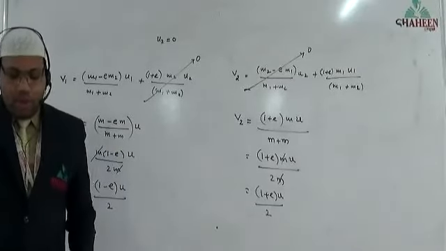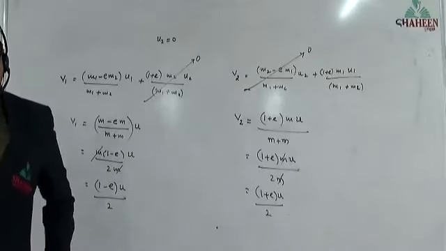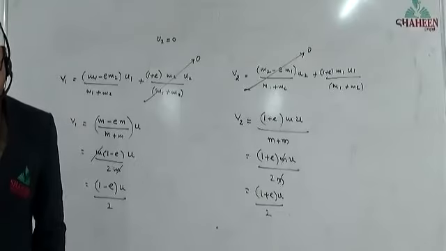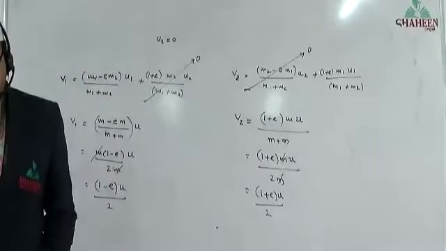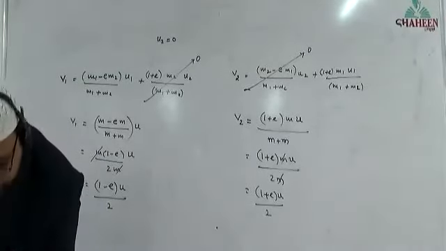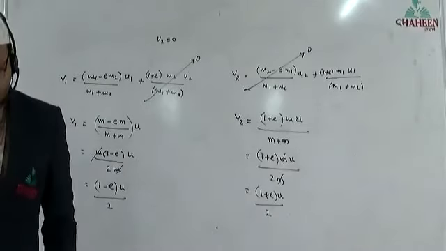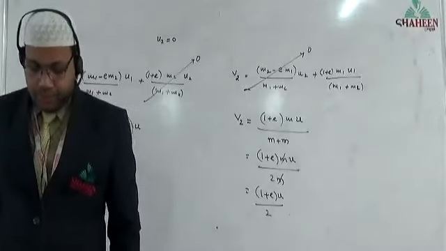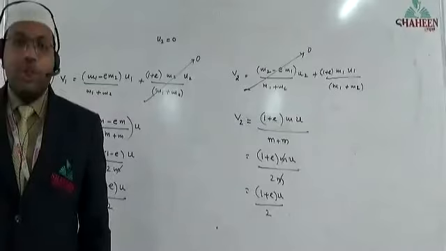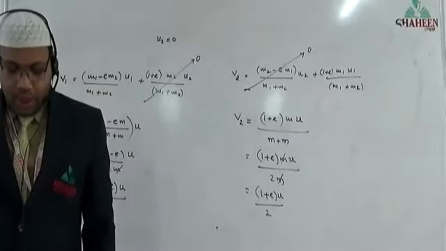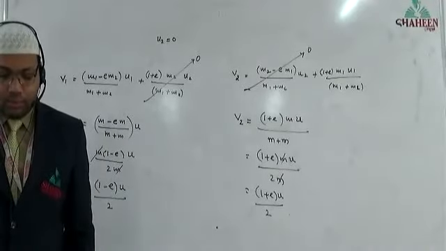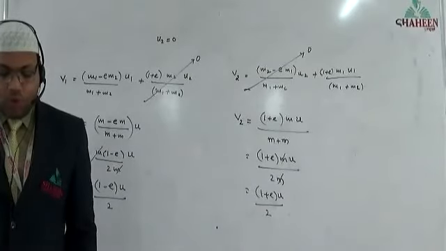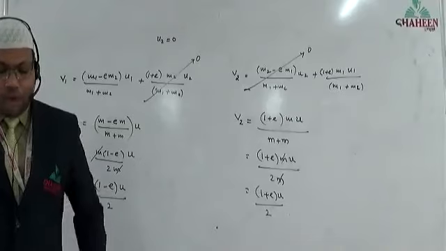Next question, students. A bullet of mass small m, moving with the velocity u, strikes a suspended wooden block of mass capital M.